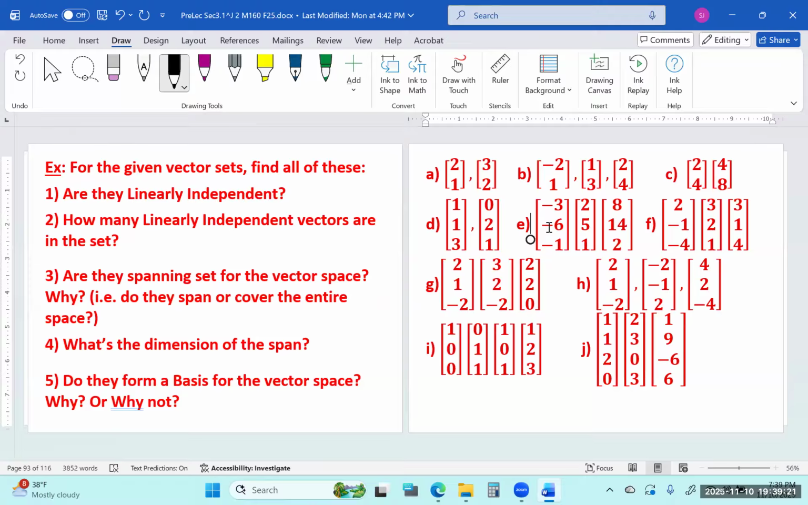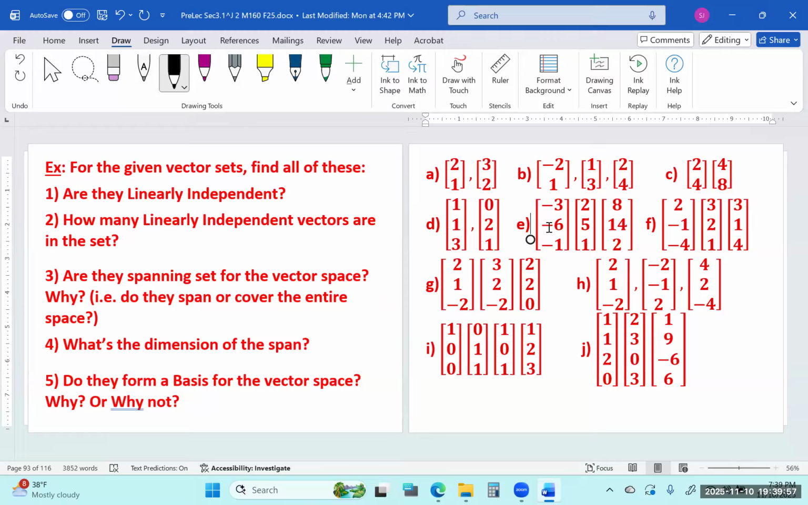Since you have 2 vectors in R2, do they span the entire space R2? Yes. So what's the dimension of your span? 2, only 2. How many independent vectors do you have? Only 2. So you have exactly 2 linearly independent vectors in R2. Do they form a basis for R2? Yes. Good job. We are able to answer A perfectly.